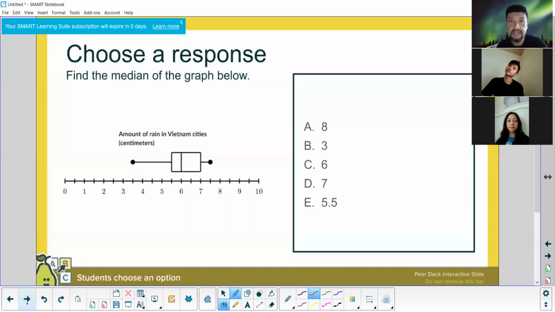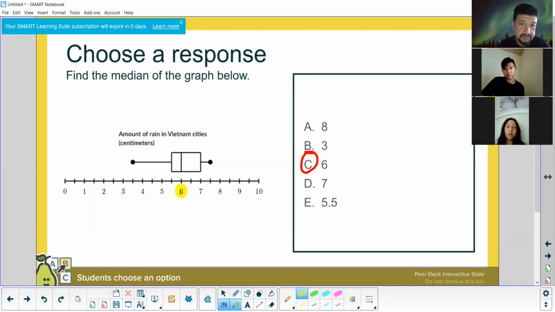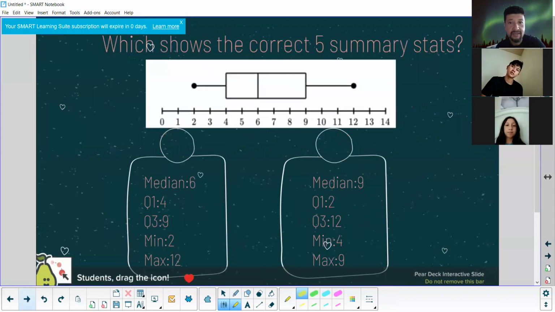Now let's go ahead and choose a response. It says find the median of the graph below. So what would your kid say? Which one would it be? Oh, the median? That would be 6, right? Yes, because it's right here. Let me use a highlight. Because of this line. The middle line. Yeah.